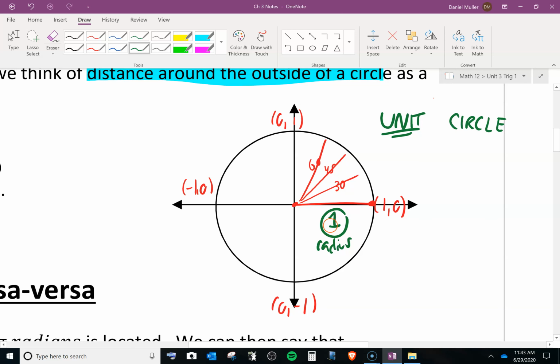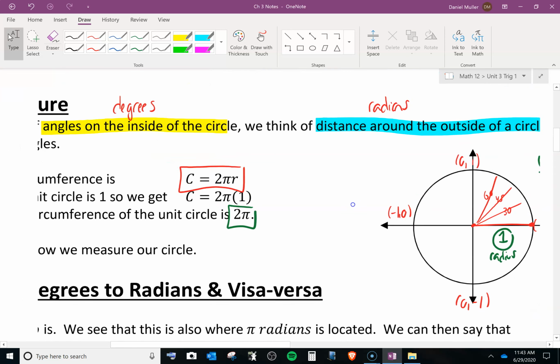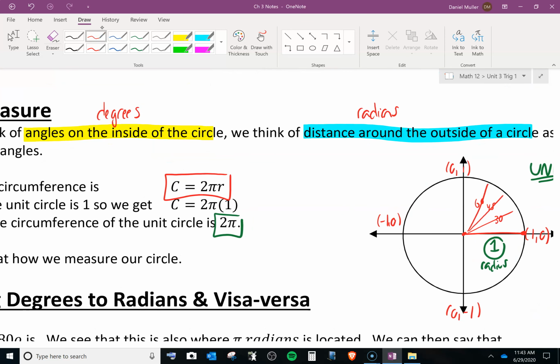Now, we don't ever say the 1, we just call it a unit circle. So the radius is 1. If you think of the circumference as 2 pi times the radius, but the radius is 1, then the circumference is just 2 pi. So the distance around is 2 pi radians. That is how one full circle is 2 pi radians. Compared to degrees, we say there's 360 degrees inside the circle. Here we say there's 2 pi radians on the outside.